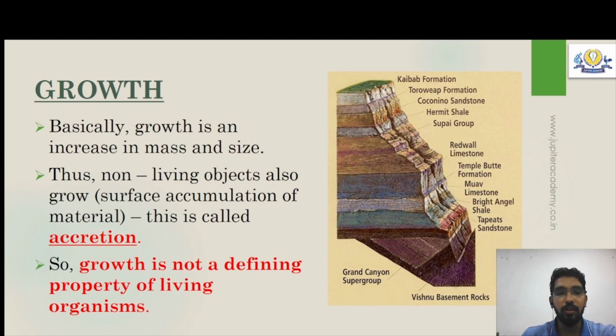Thus, non-living objects also grow. For example, in India we have roads, and we keep on building more roads over the roads. If you take a cross section of the road, you will see layers and layers of roads which have accumulated over several years. Such a thing is called accretion. Surface accumulation of materials on a non-living substance is called accretion, and it is considered as growth.